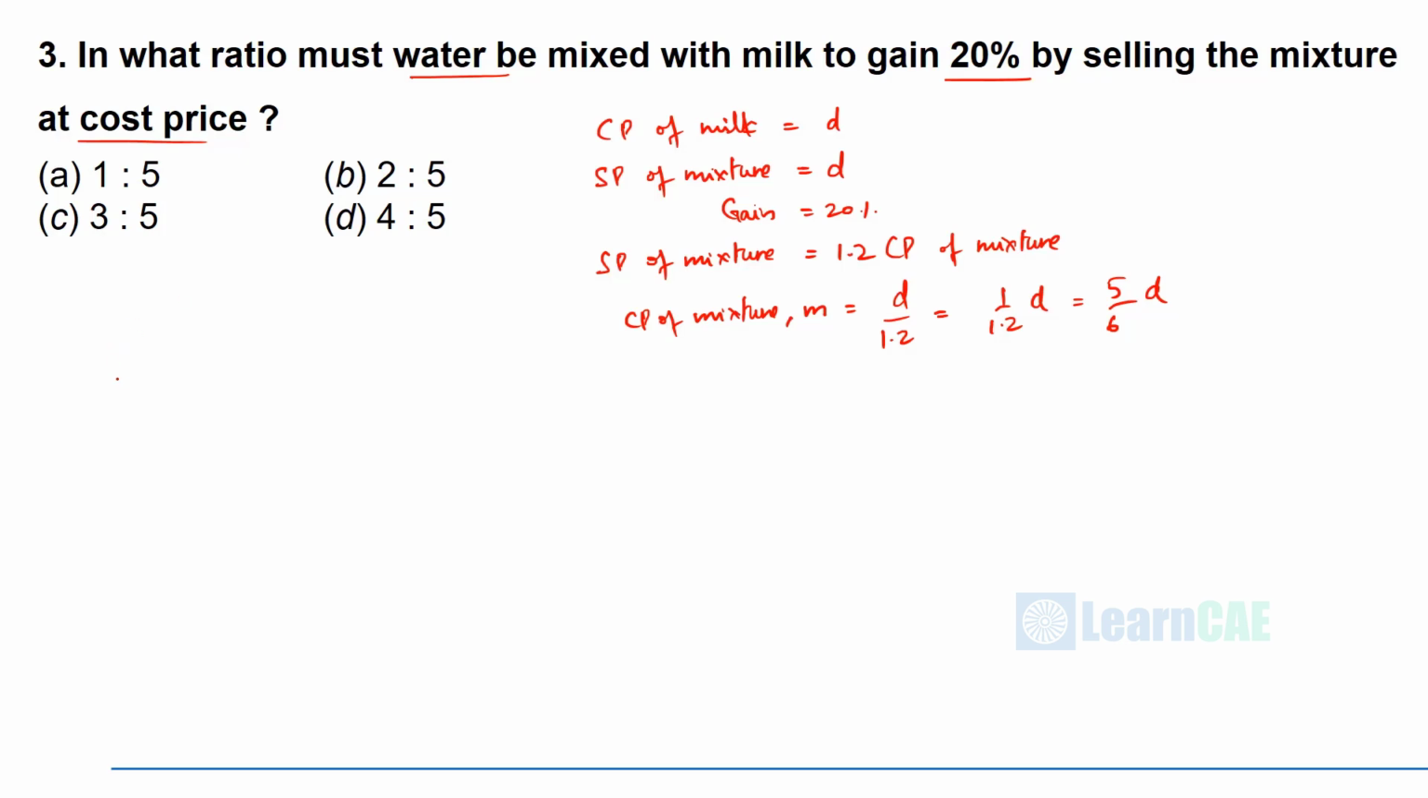The price of water is 0, C is equal to 0, and the cost price of milk is D. M is equal to 5 by 6 D. Note that M is not equal to 1.2 D because the mixture is sold at the cost price of milk. Okay. Now we shall find out the ratio.